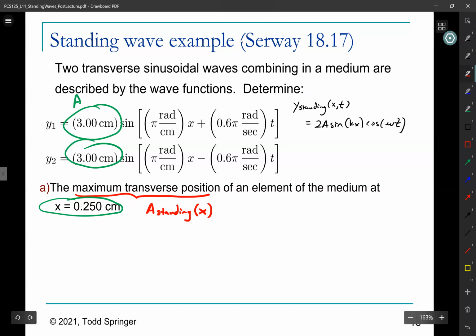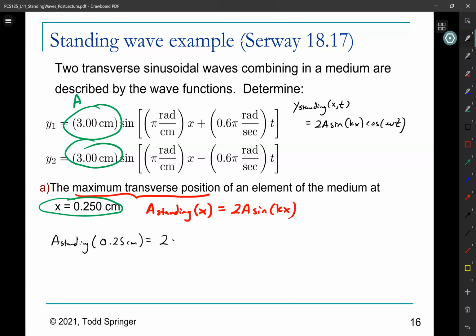The amplitude of the standing wave, or the A standing, is 2a sine of kx. Okay, so this is what I'm trying to find here. So let's plug in the numbers. A standing of 0.25 centimeters is 2 times a, and a is 3 centimeters, times the sine of kx. K is the thing in front of x here. So k is pi radians per centimeter.